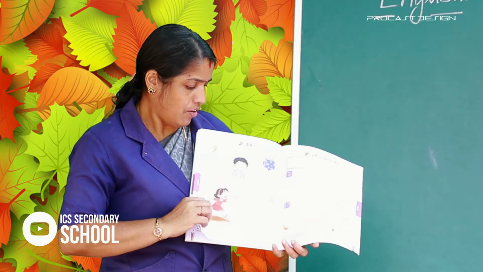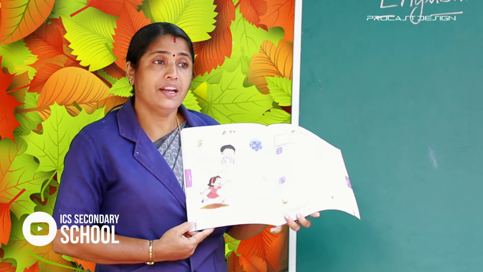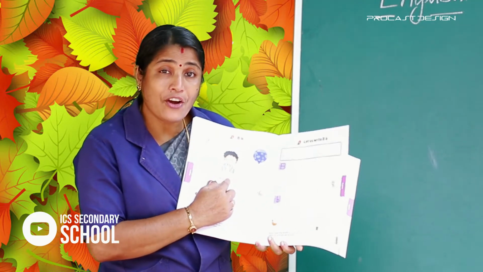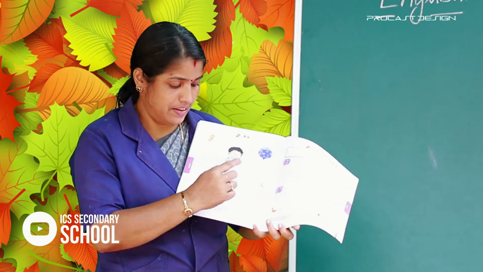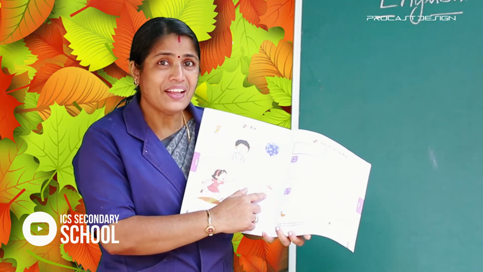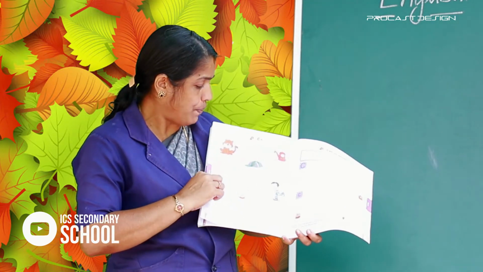Next page. All of you open the next page. Page number 10. Do you remember the letter? Yes. Capital B, small letter b. Which picture is this? Very good. B for bed. Next, B for boy. Next, B for balloon. B for banana. Okay.